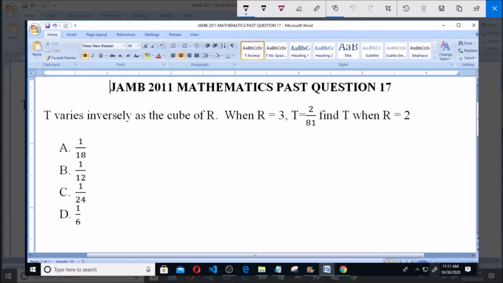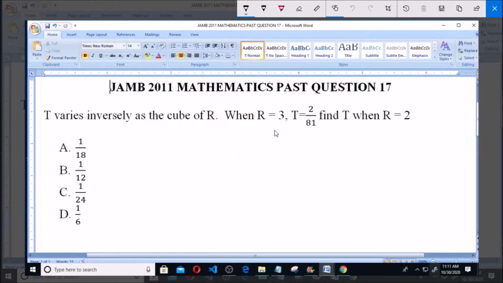I'll be answering JAMB 2011 Mathematics Past Question 17. T varies inversely as the cube of R. When R equals 3, T equals 2 over 81. Find T when R equals 2. A: 1 over 18, B: 1 over 12, C: 1 over 24, and D: 1 over 6.